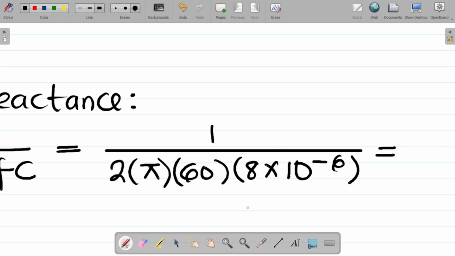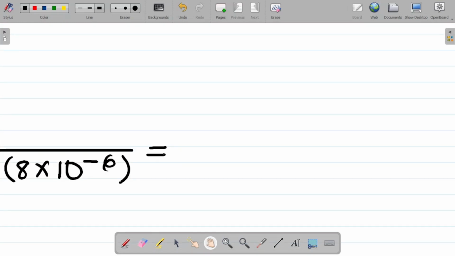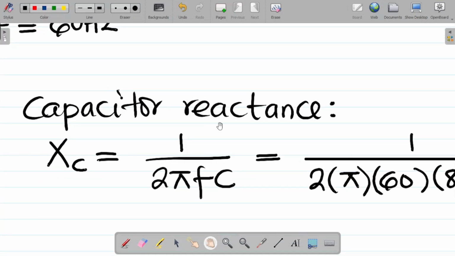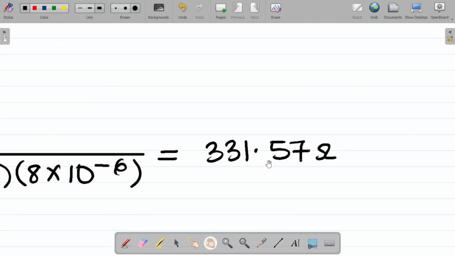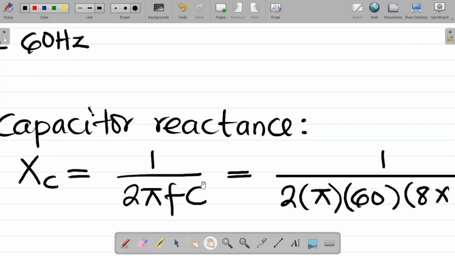If I punch this with my calculator, the value I have here is approximately 331.57, and this would also be in ohms. I've said that the reactance is simply the opposition to the flow of current in the capacitor. Opposition to current is the same thing as resistance, which is in ohms. So I have my answer here as 331.5257 ohms approximately. That's the first thing.